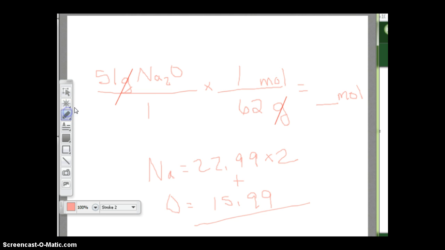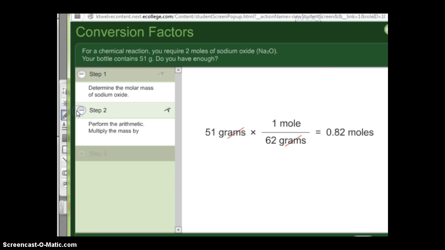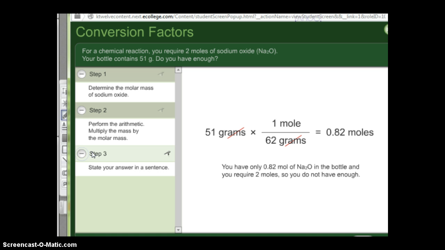So in your calculator, you're going to take 51 times 1, so 51 times 1 divided by 1 times 62. And your answer is going to be 0.82 moles. Okay, so look back up here. It said that you require 2 moles. Do you have enough? Obviously not, because you have less than 1 and you're supposed to have 2. And that's how you answer the question.